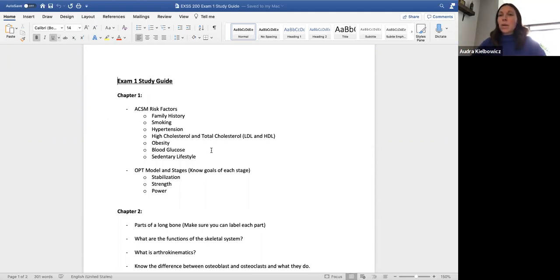Obesity, so thinking about the weight, what weight qualifies for obesity, what BMI qualifies for obesity, okay? Blood glucose levels, that's in your slide. And then also sedentary lifestyle. Okay, it's a given that a sedentary lifestyle is a risk factor, but it also denotes in our slides how much exercise activity you should actually be getting. Okay, so that's really important in chapter 1.